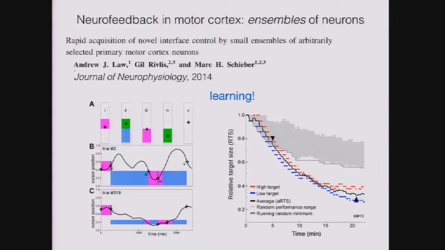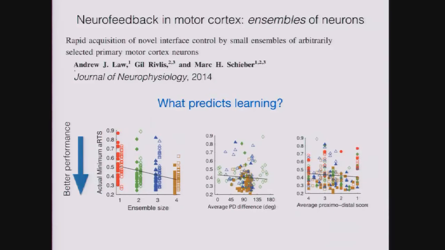So better performance is down in these axes, okay? If the animal's doing really well, the size of the target, the RTS, the relative target size, is quite small. You can see that with 4 neurons, the animal does better on average than he does with just a single neuron. But there are some very interesting outliers. Here are some cases with 4 neurons that do worse than many of the cases with 1 neuron, okay?